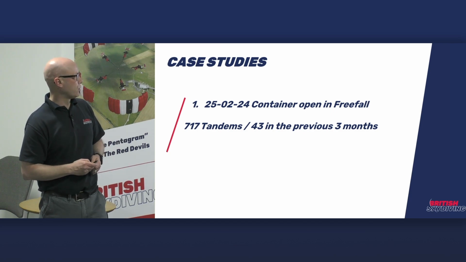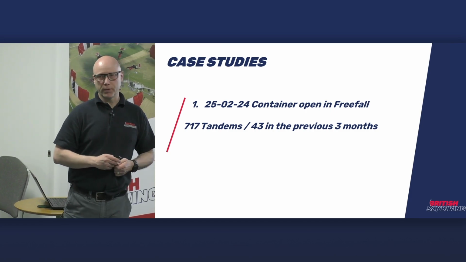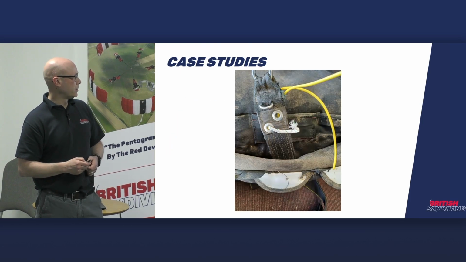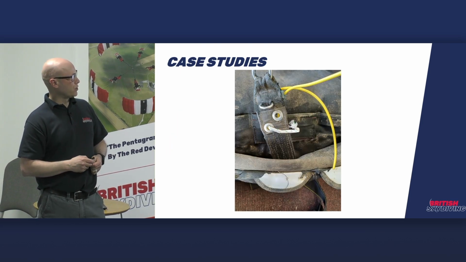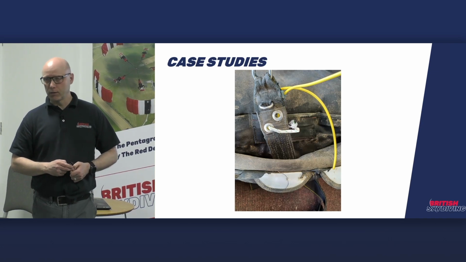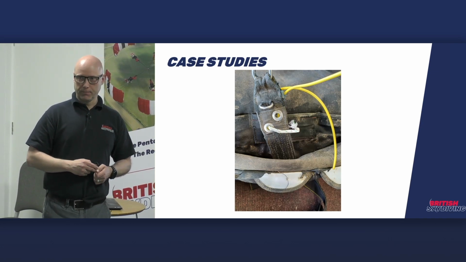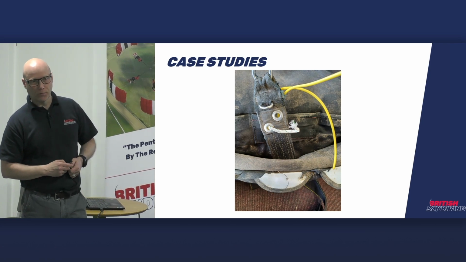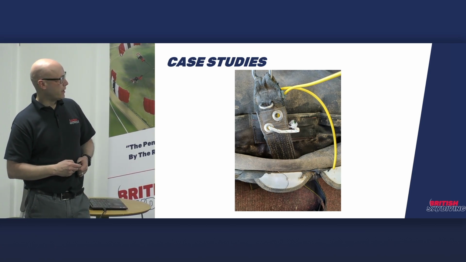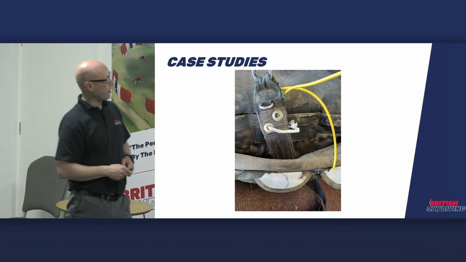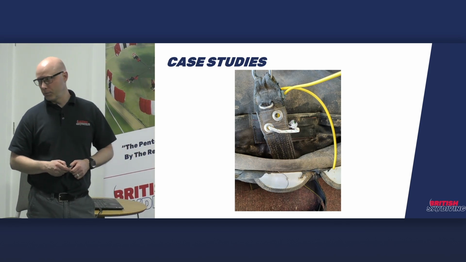The first case study we'll look at is the container open in freefall. This happened fairly early on in the season, and this was caused, again, by the infinity loop, which wasn't manufactured correctly. During the skydive, the loop failed, and it resulted in a container open in freefall. Can you see there where the fraying is on the loop?